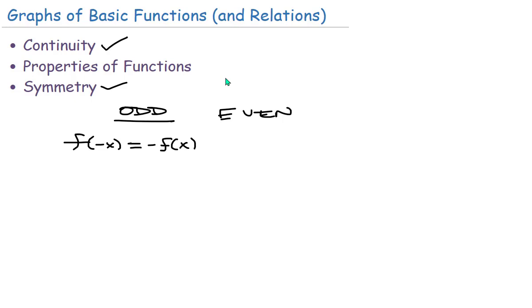Basically, this is saying if I plug in a negative x, then I get a negative y, and I'll show you visually what that looks like. But even if I were to plug a negative value for x into the function, then I would get the same as if I were to plug in the positive x. And so these are what they look like mathematically for even and odd. But what's more interesting is the symmetry that we would get from graphs that had these properties.